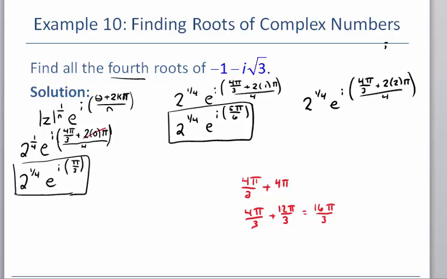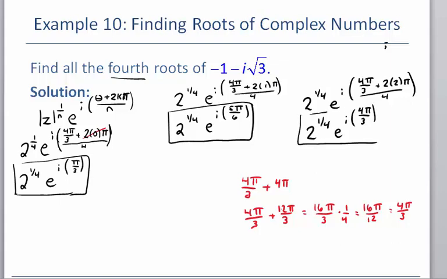When we divide by 4, it's the same thing as multiplying by 1/4. So we're going to end up with 16 pi over 12, which is going to reduce to 4 pi over 3. And so now I can plug that in, 2 to the 1/4, e to the i, and my angle will be 4 pi over 3. And this will be the third root for that complex number. All right, and we have one more.